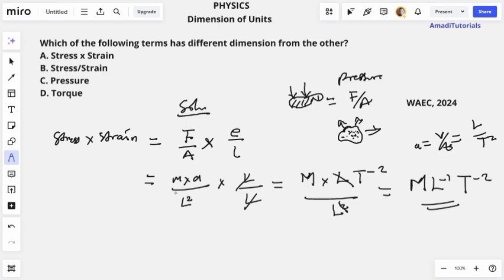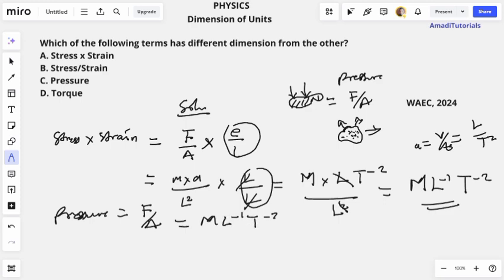And funny enough, this dimensional unit also represents pressure, because pressure is also defined as what? Force over area. That of strain cancelled out here. So the actual dimension that we found is also the same as that of pressure. So pressure has the same dimensional unit as stress. So now A and C are the same.